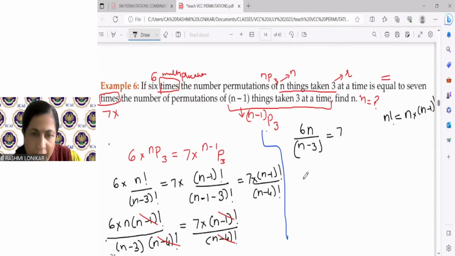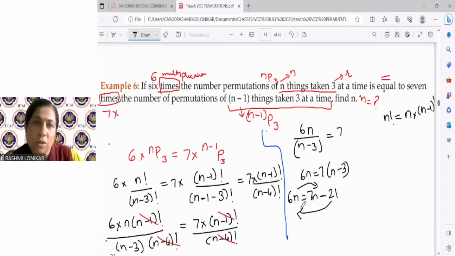Cross multiply, I get 6n to be equal to 7 into n minus 3, which is equal to 7 into n, 7n, 7 into 3, 21. So minus 21. So this 21 I take to this side and 6n I take to this side. When a number crosses the equal to sign, its sign changes. So this will become 7n minus 6n, which is equal to 21, or n is equal to 21.